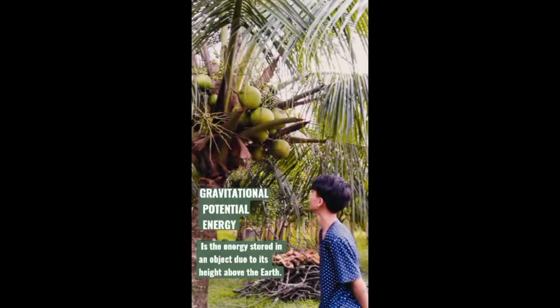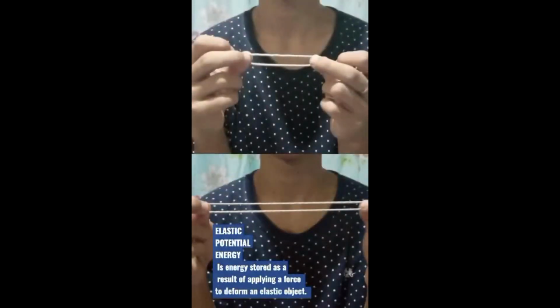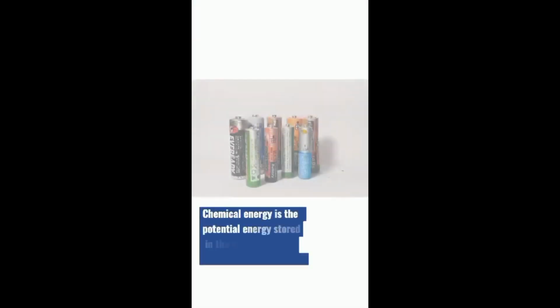There are 3 types of potential energy, and these are: gravitational potential energy is the energy stored in an object due to its height above the earth. Elastic potential energy is an energy stored as a result of applying a force to deform an elastic object. Chemical potential energy is the potential energy stored in an arrangement of atoms within molecules.